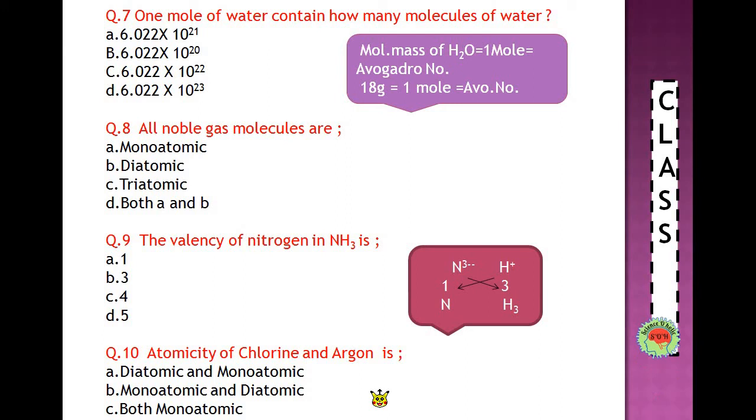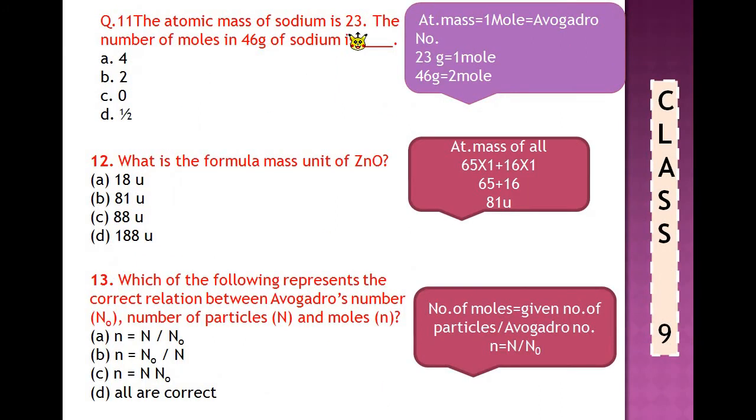Now let's see question number 11. The atomic mass of sodium is 23. The number of moles in 46 grams of sodium. Here the atomic mass of sodium is given as 23 and we have to find the number of moles in 46 grams. We always have to remember this relation, children: atomic mass is equal to 1 mole, which is equal to Avogadro's number. So the atomic mass of sodium is 23 grams. Here they have given 23 grams.